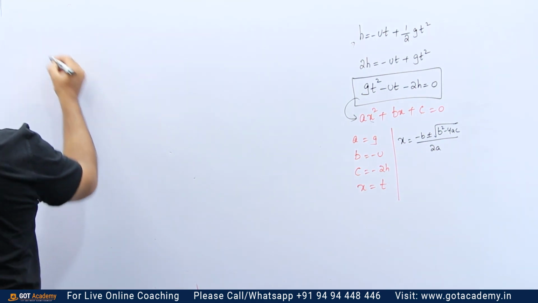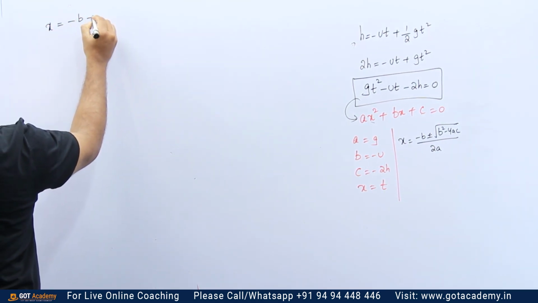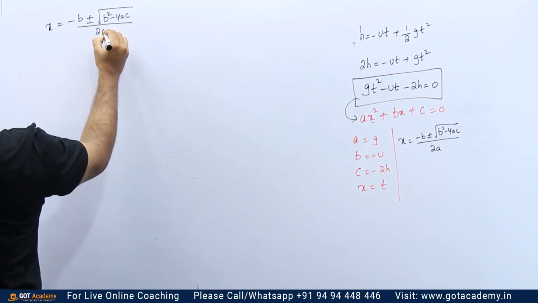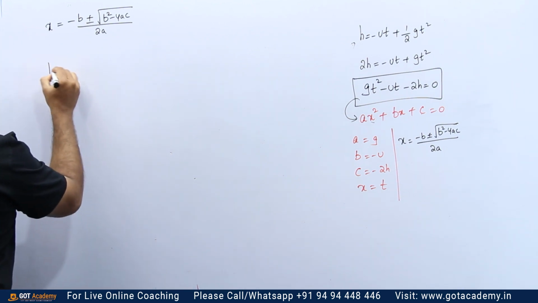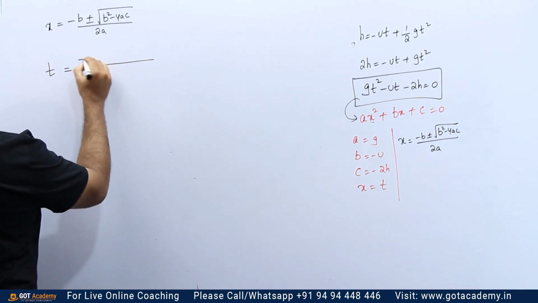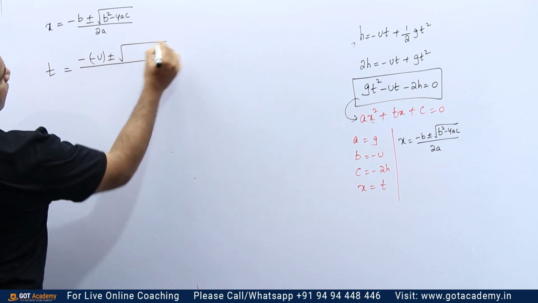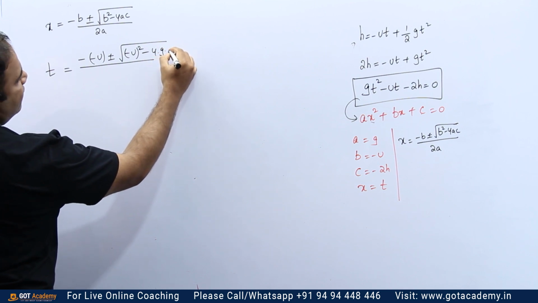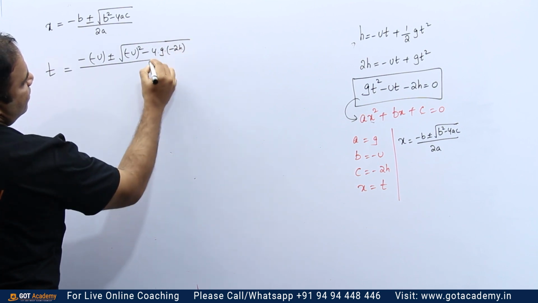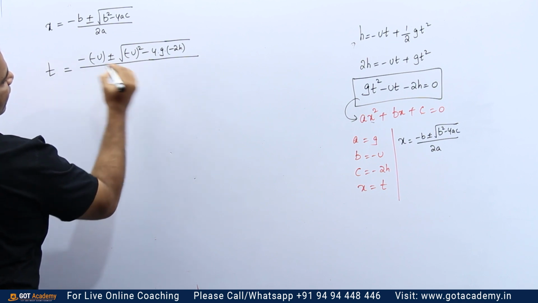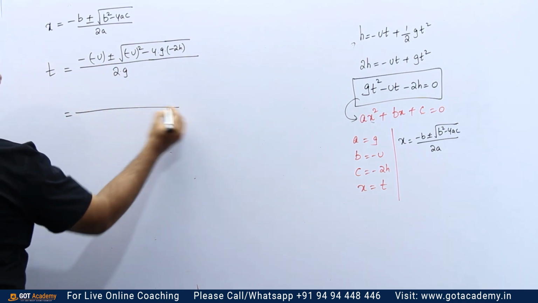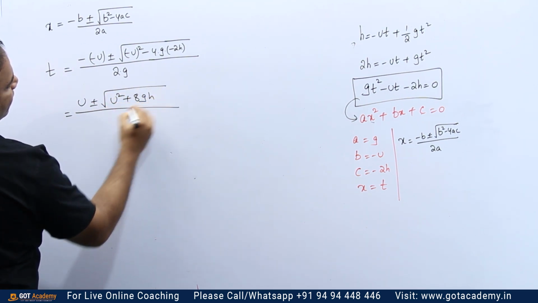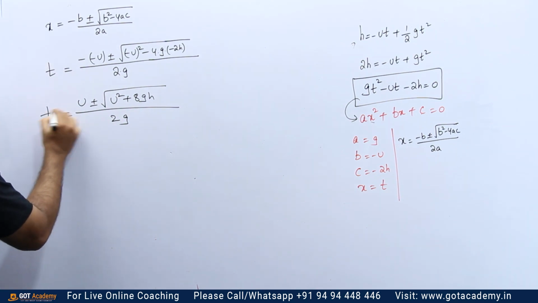In place of x, I told you that x is equal to minus b plus or minus root over b square minus 4ac by 2a. In place of x, there is time t. In place of b, there is minus u, root of minus u whole square, minus 4 into a, which is g, and c is minus 2h, divided by 2 into g. So you are going to get t equal to u plus or minus root of u square plus 8gh, by 2g.